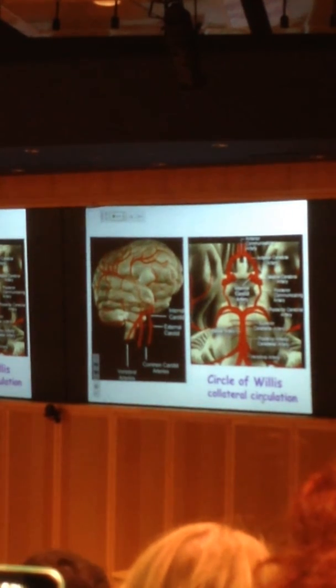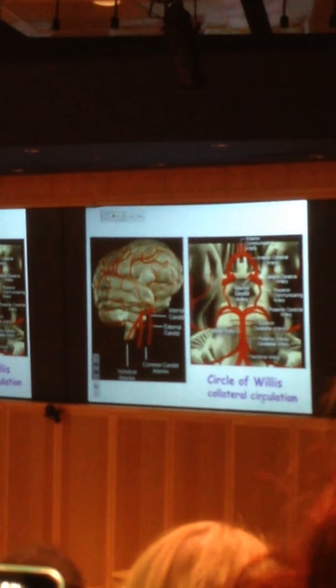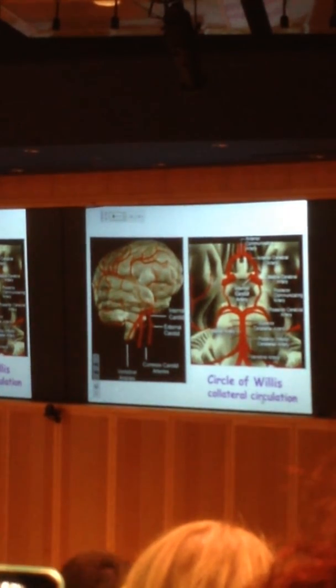What does collateral circulation mean? It's basically one area of the tissue has blood supplies not just coming from one blood vessel, one channel, but from many other channels. So this is called a collateral circulation.